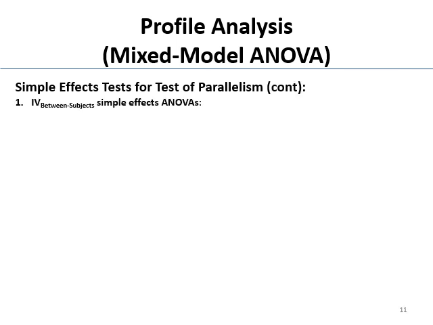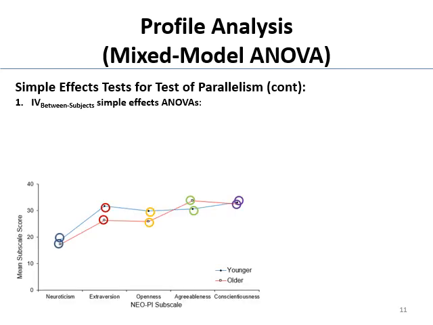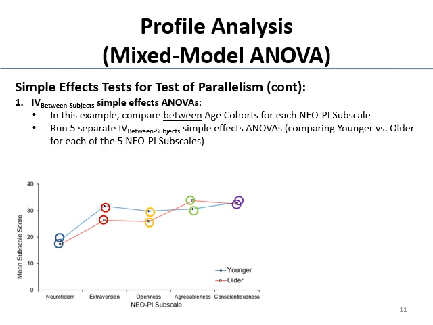So your simple effects tests for parallelism, that is your between subject simple effects ANOVAs, comparing across the lines. We would compare the age cohorts' mean subscale scores for each NEOPI subscale. So that would be 5 separate between subjects simple effects ANOVAs. Each one compares younger versus older for one of the 5 NEOPI subscales.